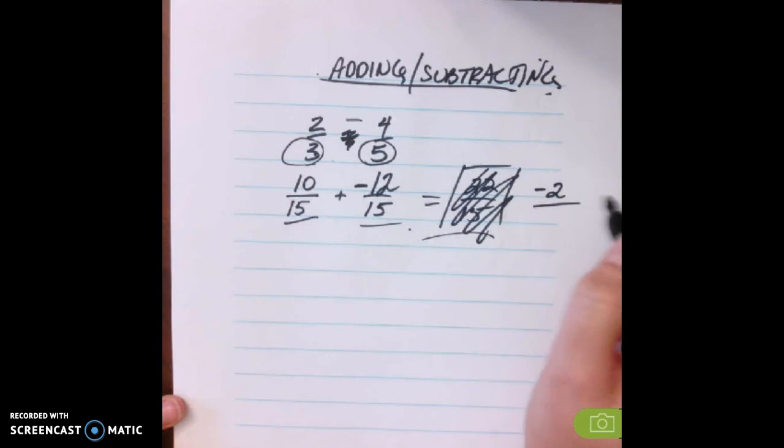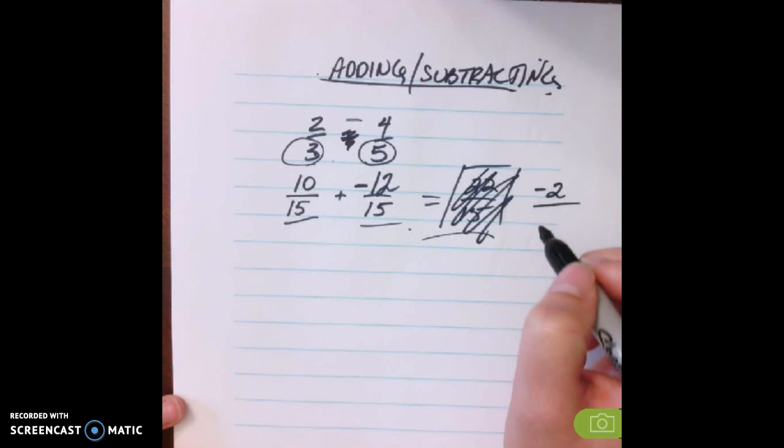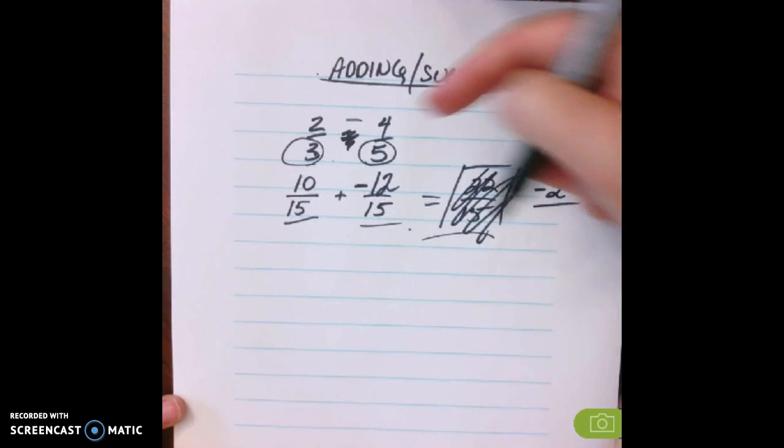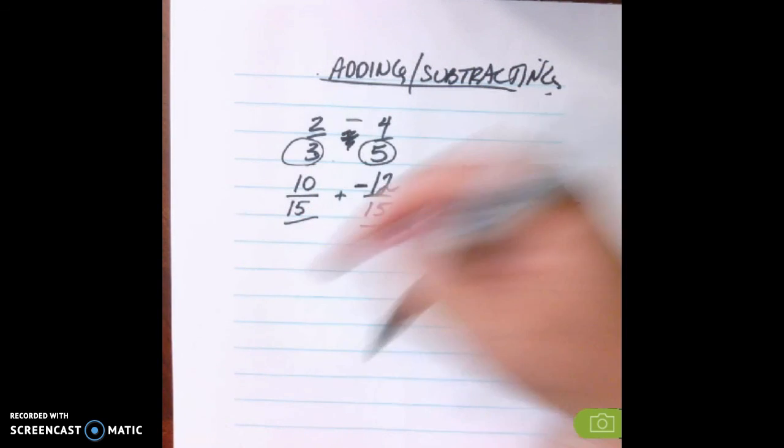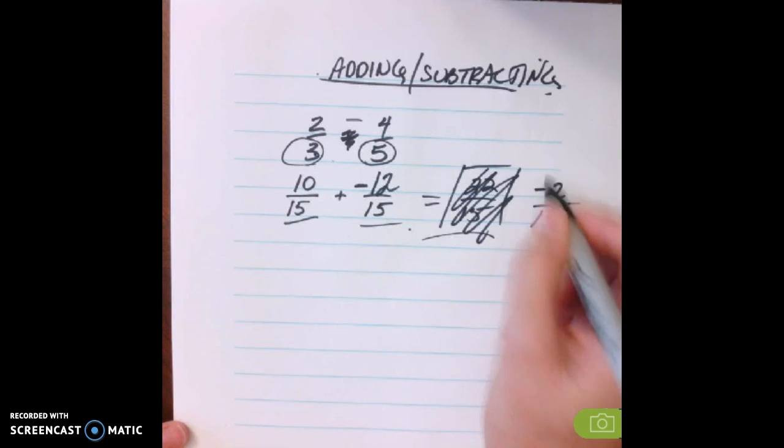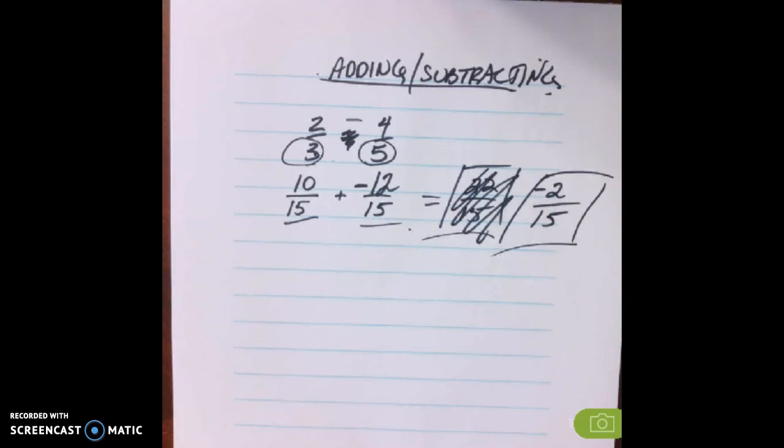And if you don't know why that's -2, you need to do a little rewind action. You need to hit a little rewind, do a little rewind action. And that's going to be negative 2 over 15.